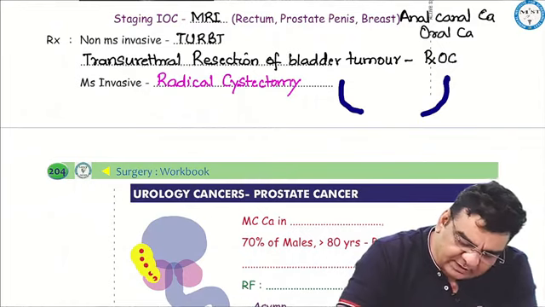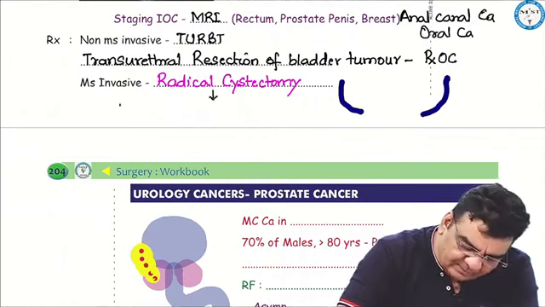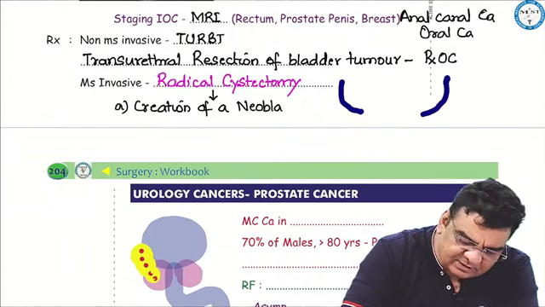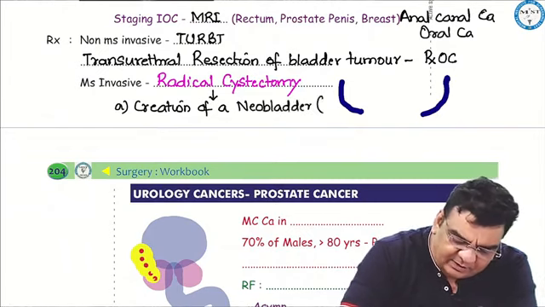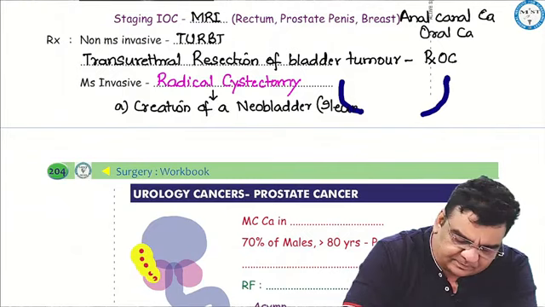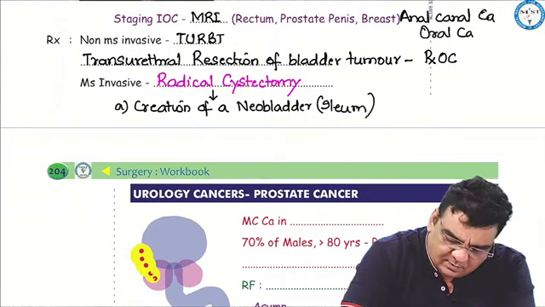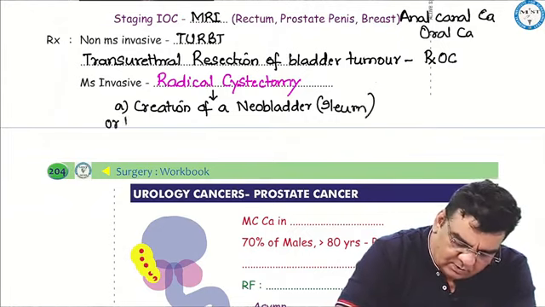So when we do a radical cystectomy, after that, the option is either creation of a neobladder, and this neobladder can be created by using ileum, or we can do urinary diversion.